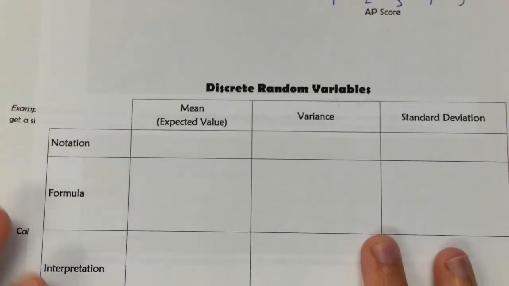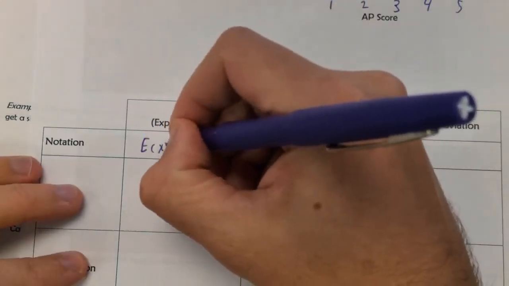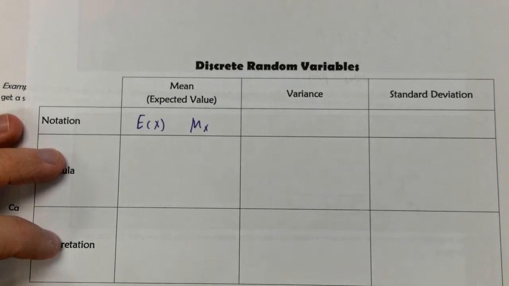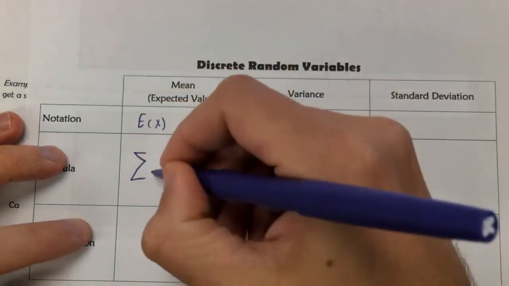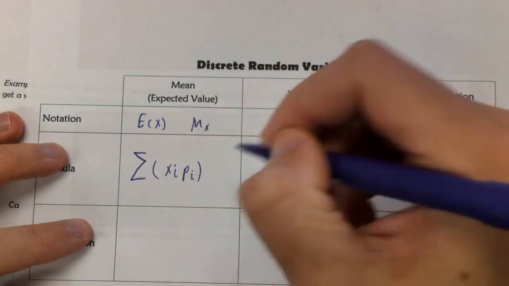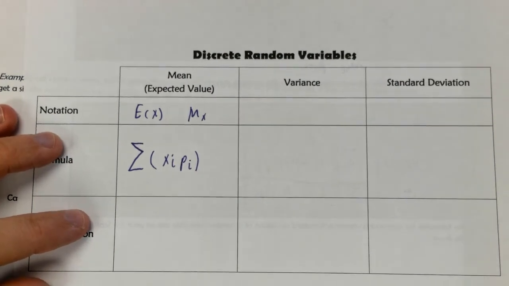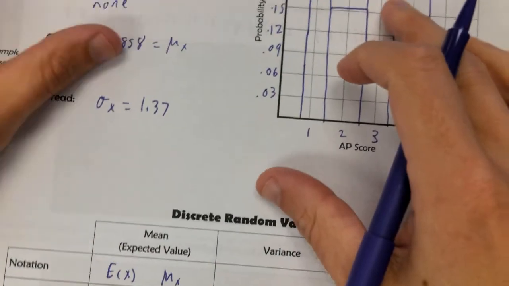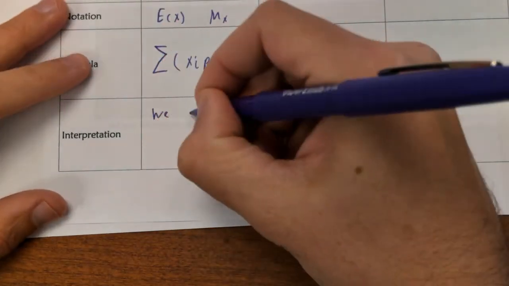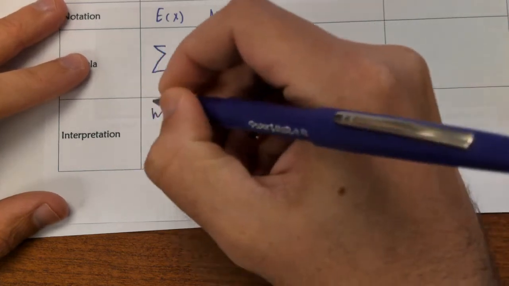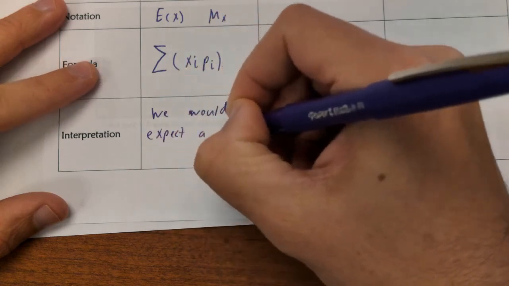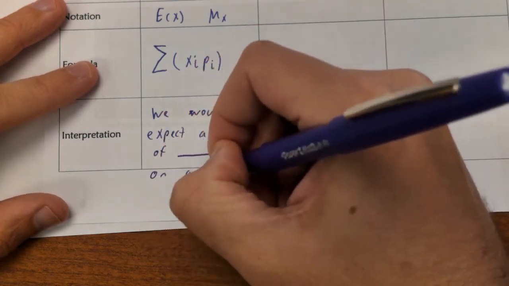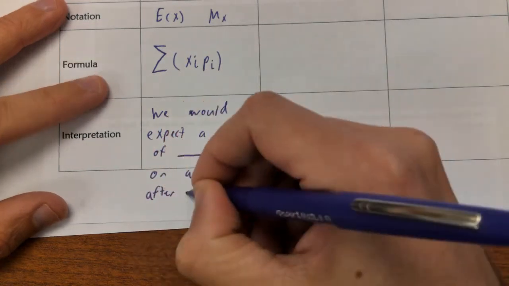So, for discrete random variables, first thing is our mean. We can denote it either with E of x, expected value, or as mu sub x. The formula for that on the formula sheet is every value times its probability, and then sum all of those up. And how would we actually interpret this? What does this 2.858 actually mean? Well, it means that we would expect a value of whatever on average after many, many trials.